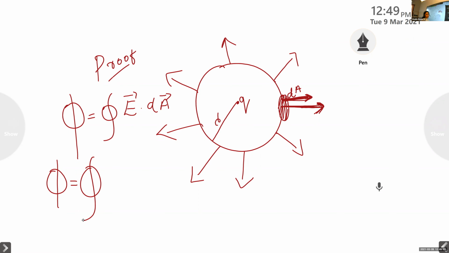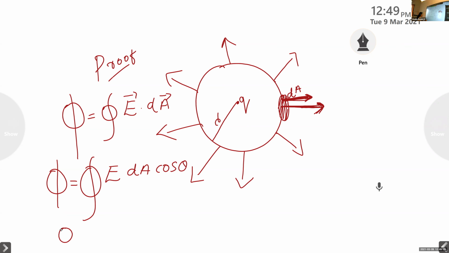What is vector E dot vector A? E A cos theta. Yes, very good. It is E dA cos theta. And what is theta here? Theta is the angle made by the area vector and the electric field vector. It is 0.